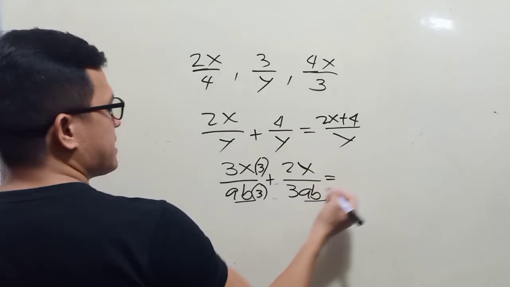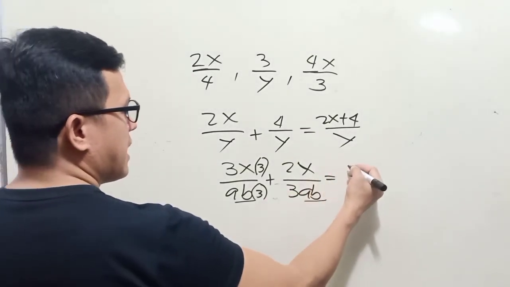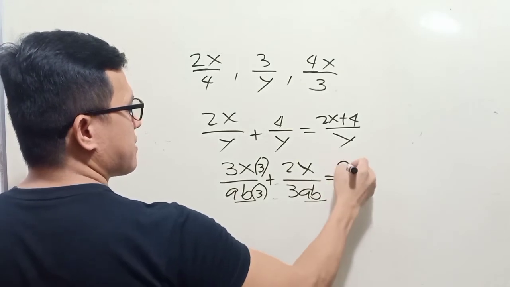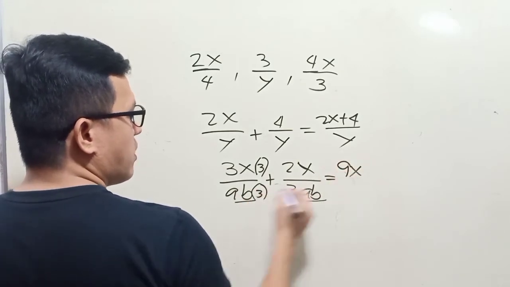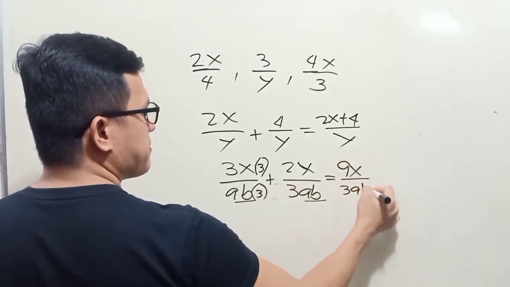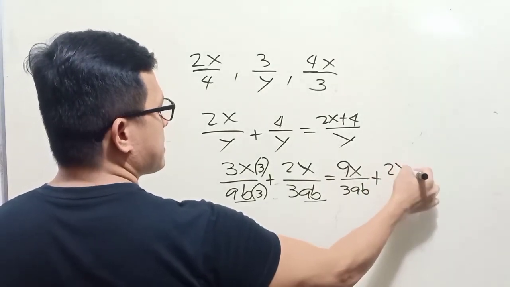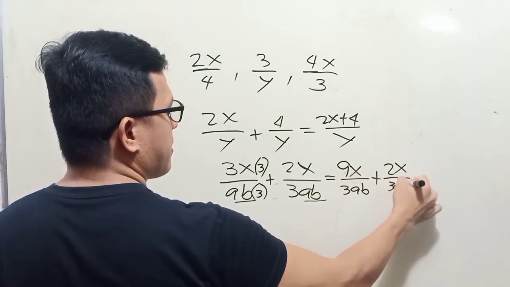So the rule is, we now have 3x times 3, we have 9x, right? 9x over 3ab, and then plus 2x over 3ab. Okay, there you go.